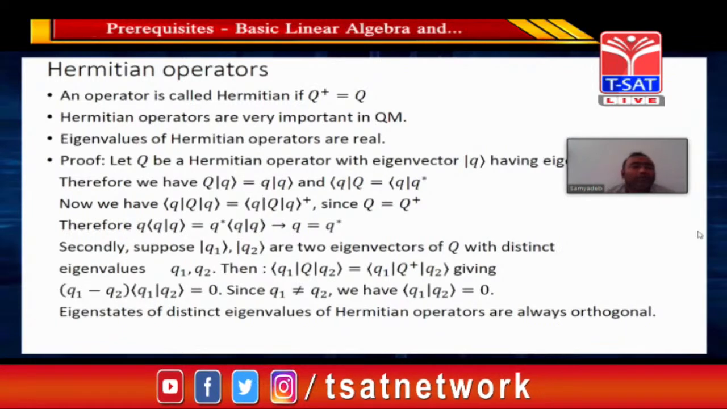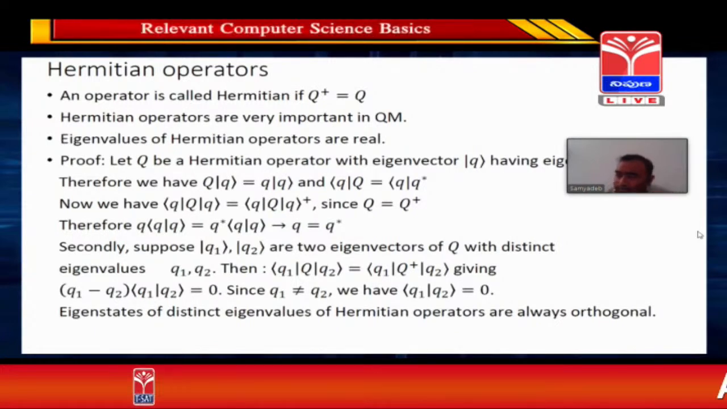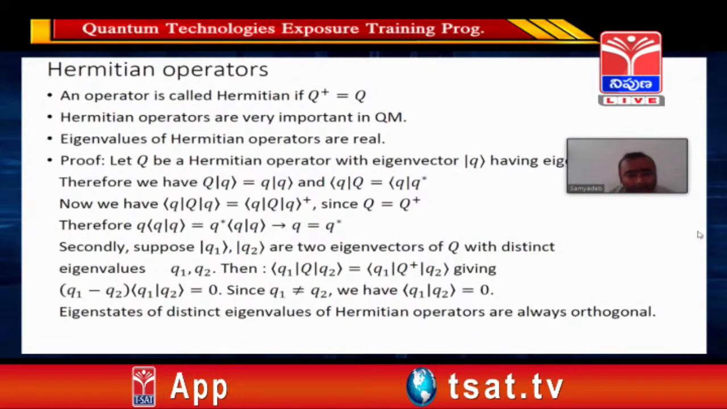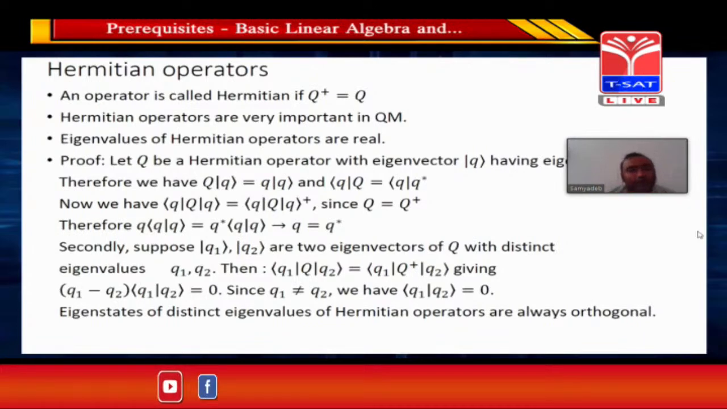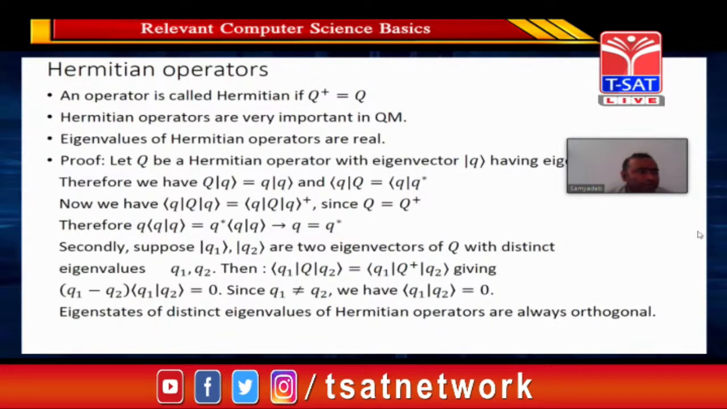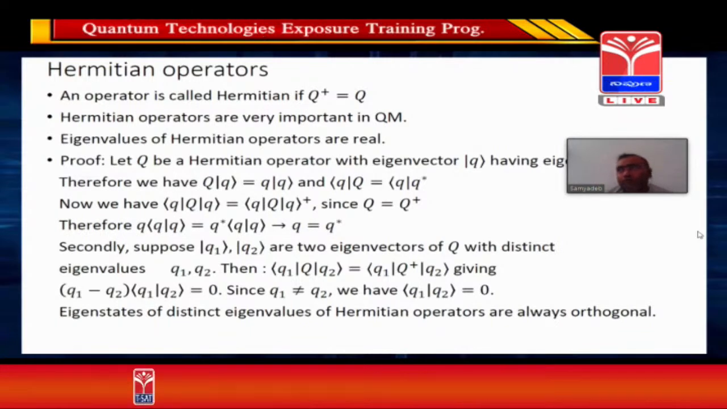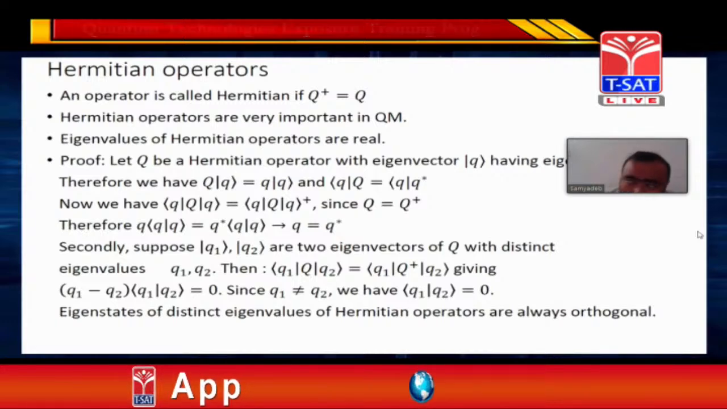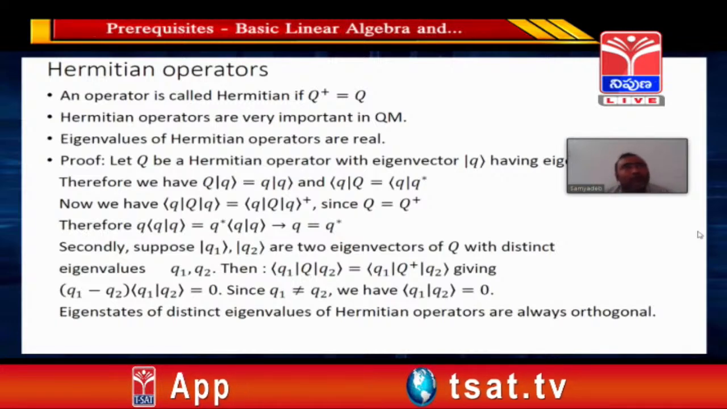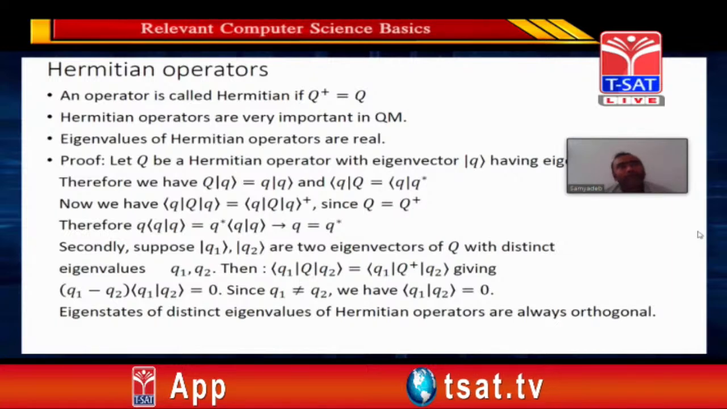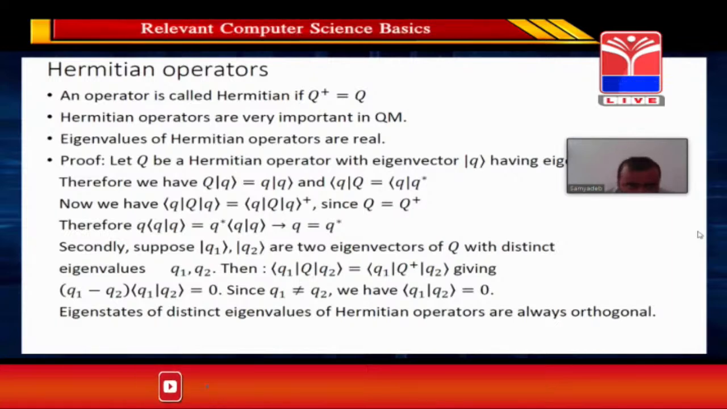There is a property of Hermitian operators, which is that the eigenvalues of Hermitian operators are real. I'm not discussing the proof in general. I expect most of you are also familiar with matrix mechanics, so you know Hermitian operators from your previous school day studies probably. So you know that the eigenvalues of the Hermitian operators are real.